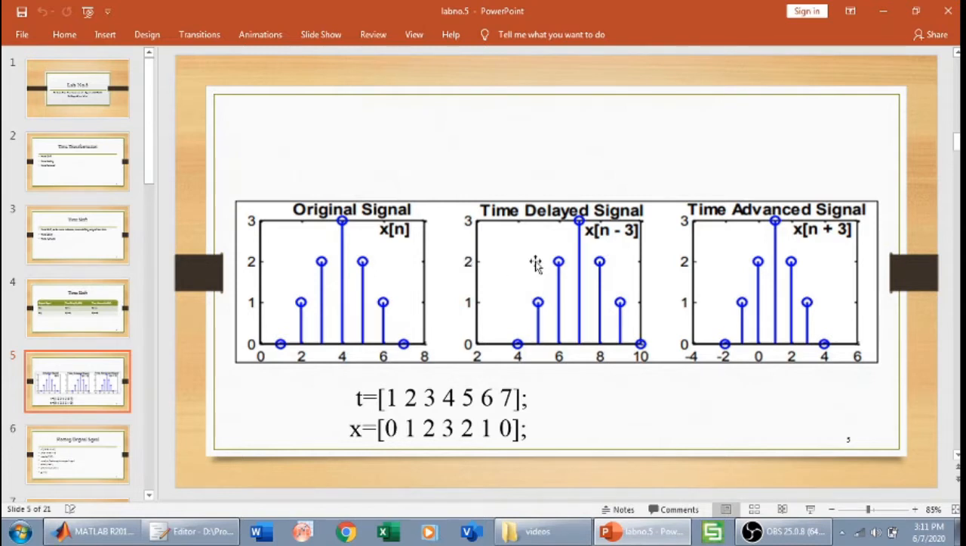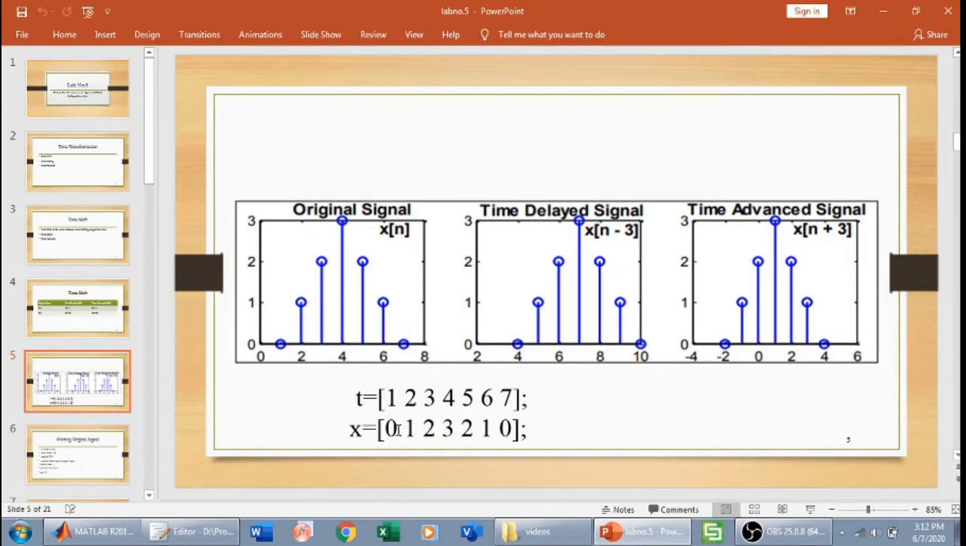So it has been shifted towards the right side, and whenever a signal is shifted towards the right side of the graph, it is delayed. And then we have the time advance signal x of n plus 3. This is shifted towards the left side of the graph. So whenever a signal is shifted towards the left side of the graph, we say that that signal has been advanced.